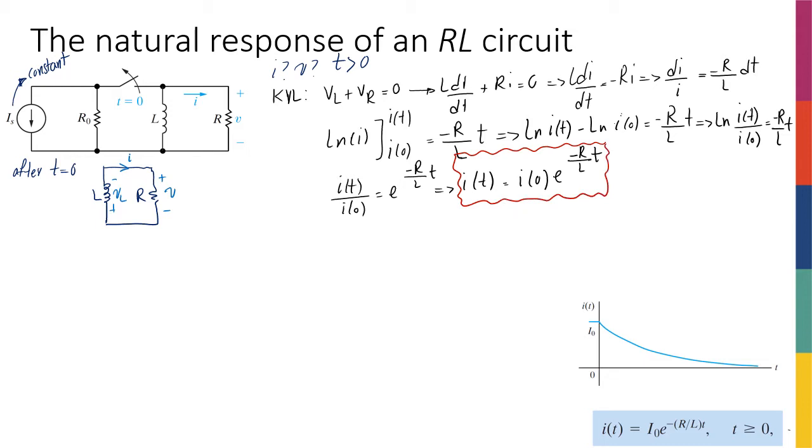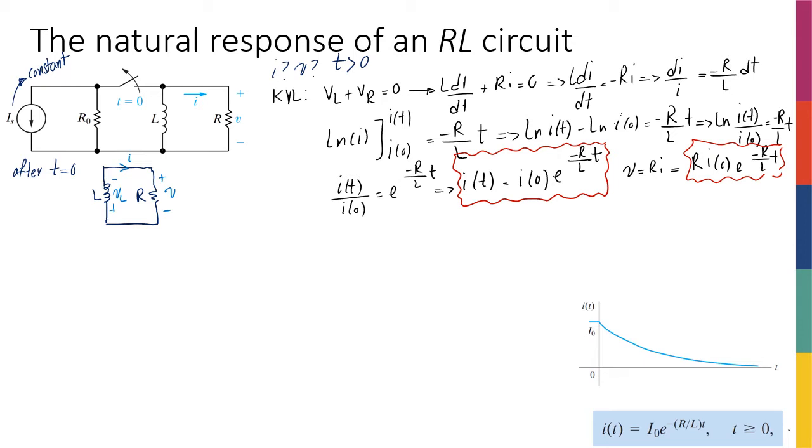And finding the voltage v is actually quite easy, because I know that v is equal to Ri. So it's just going to be R times i(0) e to the power of negative R over L times t. Okay, so that part was actually quite simple. So the only thing that is missing here is finding the current at time equal to 0.